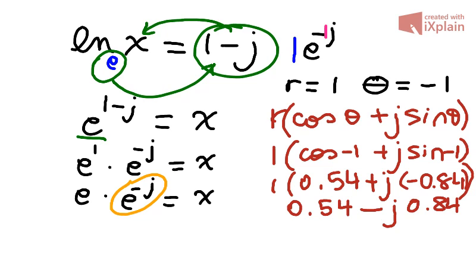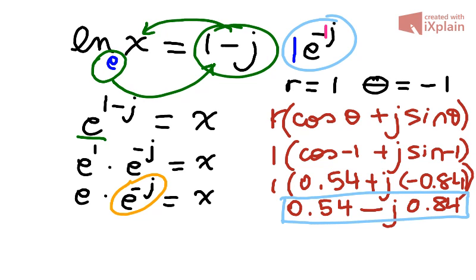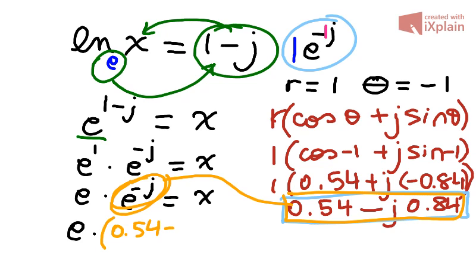So now this is actually the same as the orange bit here that we wanted to replace. So let's go back again. e multiplied by all of that orange bit there. So I'll use brackets. 0.54 minus j 0.84. So all we need to do now is expand that e, multiplying both the 0.54 and the 0.84. I have rounded this to 2 decimal places in the end.